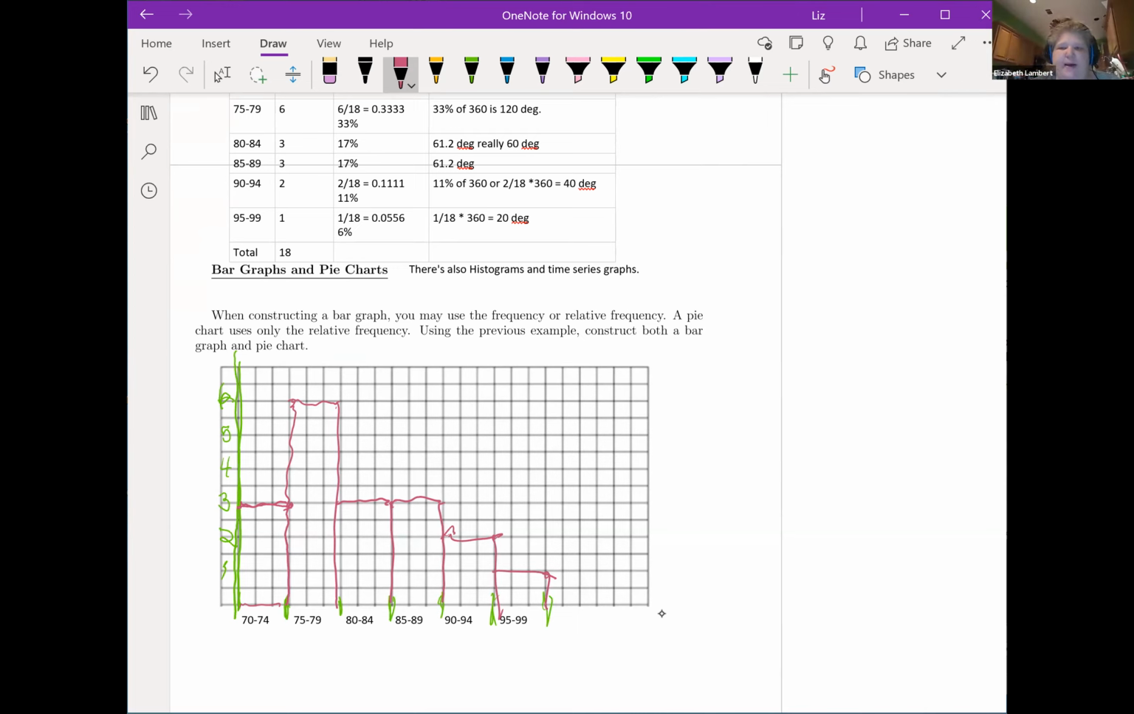Now, the nice thing about a computer doing it is the computer will automatically gauge what it thinks the range on the y-axis should be. If you want it different than that, you actually have to fight kind of hard with it to get it done.